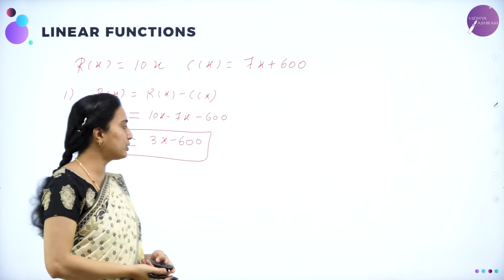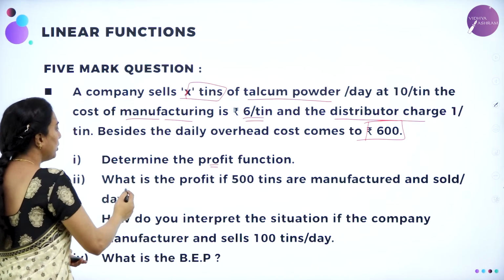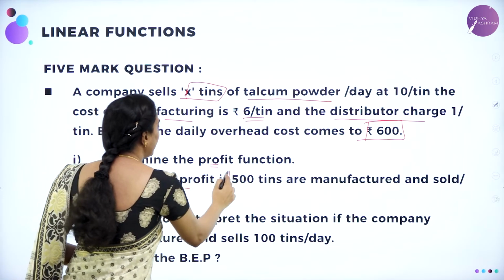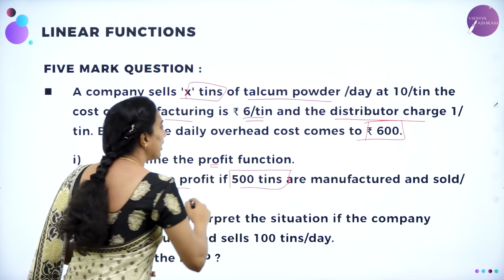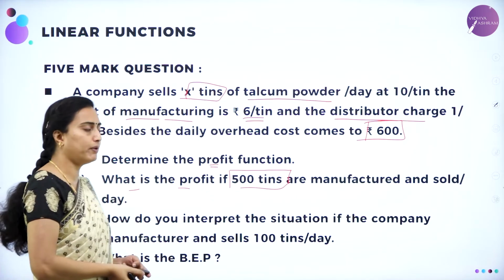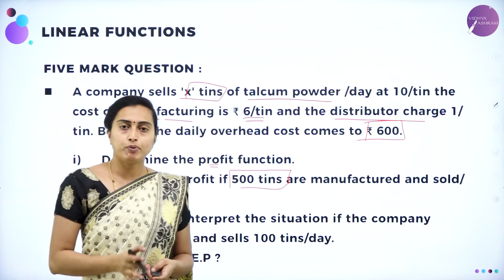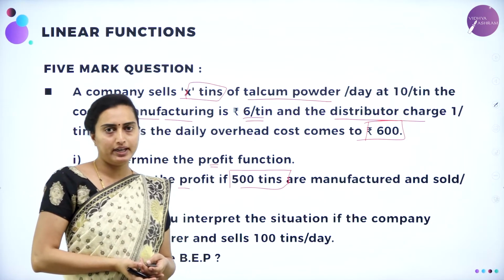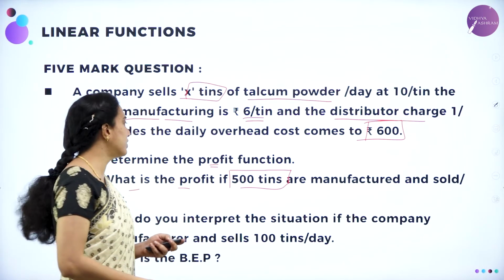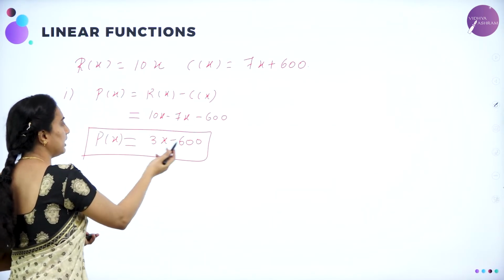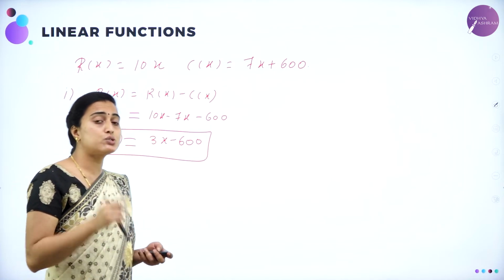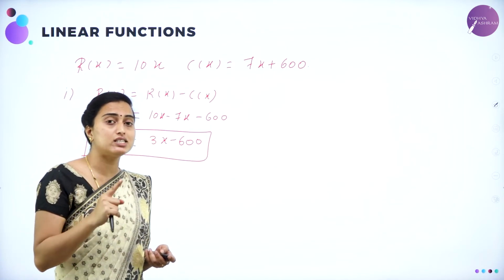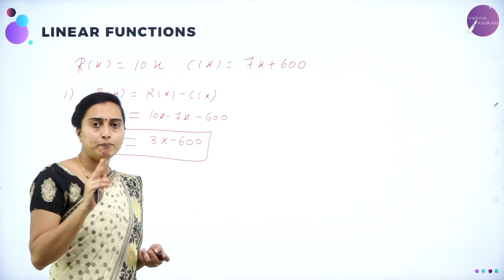I hope you got this one. Now what about the second question? What is the profit if 500 tins are manufactured and sold per day? So the profit function we have already got is 3x minus 600. They have asked for the profit when x is equal to 500 units.